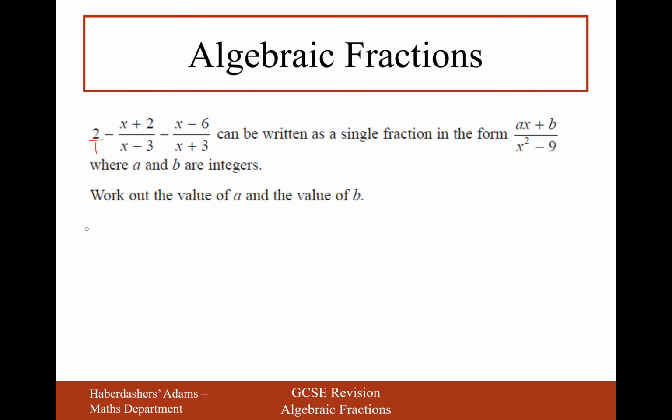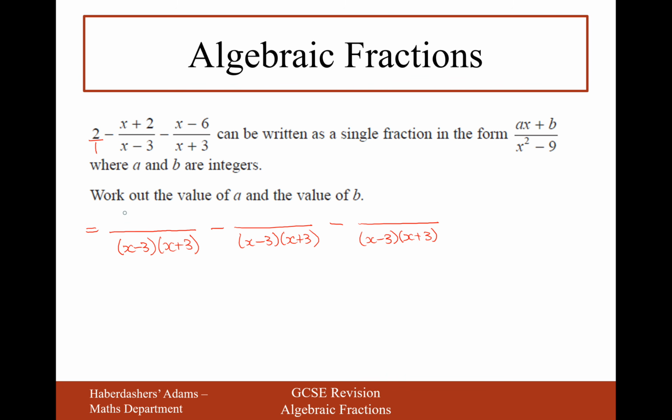We need common denominators for all three of our fractions here, so it's going to be 1, x minus 3 and x plus 3. We don't really need to write the 1, do we? x minus 3 and x plus 3 are our factors. Next one's minus x minus 3, x plus 3. And the last one's also a minus x minus 3, x plus 3.